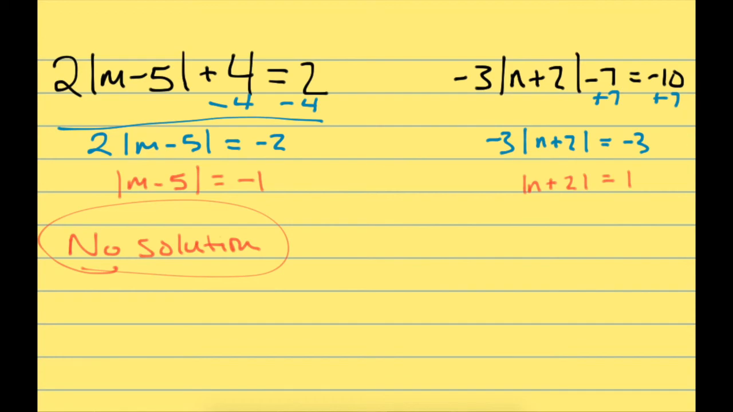So this is solvable by splitting into n plus 2 equals 1 and n plus 2 equals negative 1. Subtracting 2 from both sides gives us n equals negative 1 and n equals negative 3.